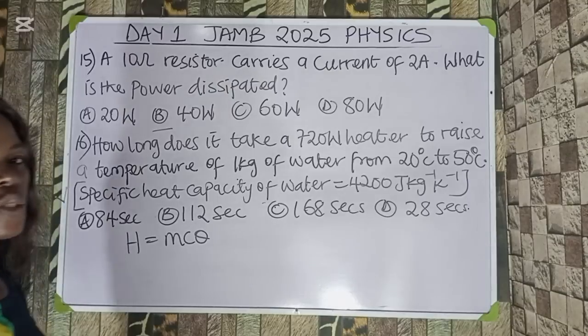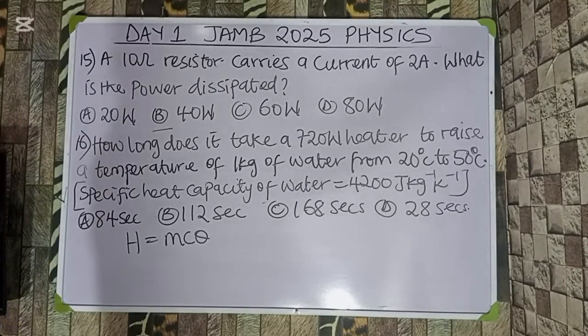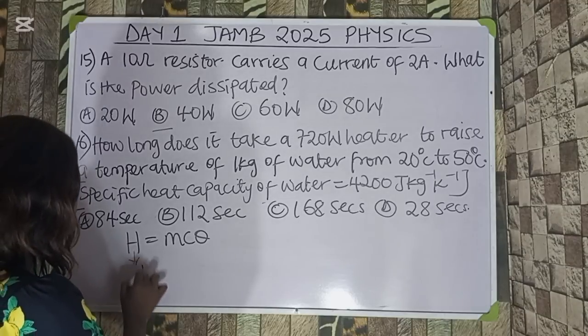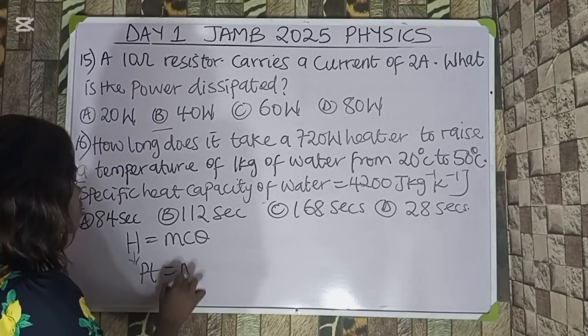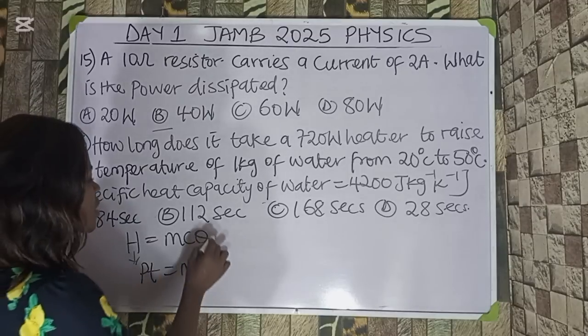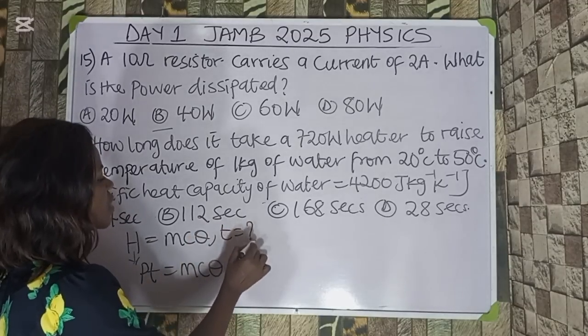But because you're using an electric heater, you're not going to use the quantity of heat H. So it becomes Pt equals mcθ. Is that clear? From the question, we are looking for time. So t is what we are looking for.